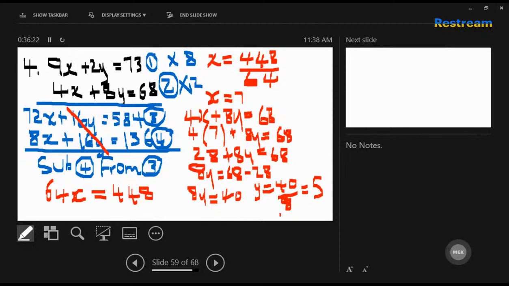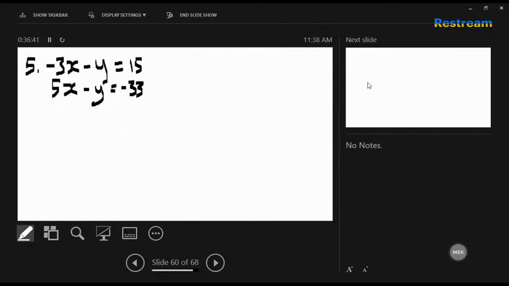Okay, so the solution set: x is 7 and y is 5. So 9 times 7 is 63, 2 5s are 10, 63 plus 10 is 73. 4 sevens are 28, 8 5s are 40, 28 plus 40 is 68. And that's how you plug back your values each time you solve, whether it's a single solution or a set of solutions. Plug the values back into the original equations to make sure that they add up.